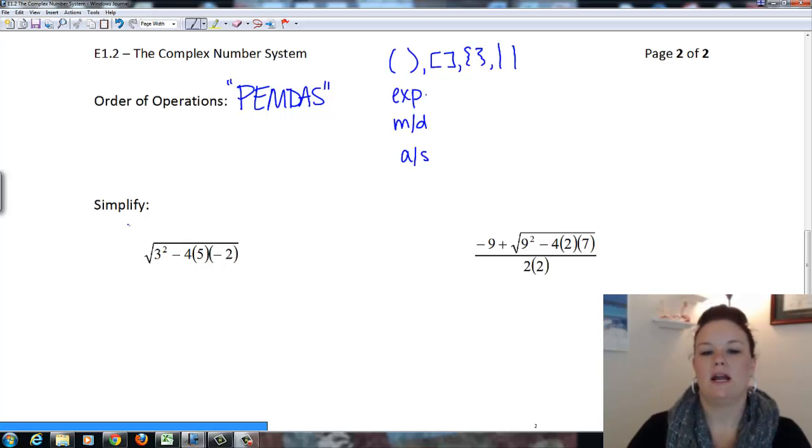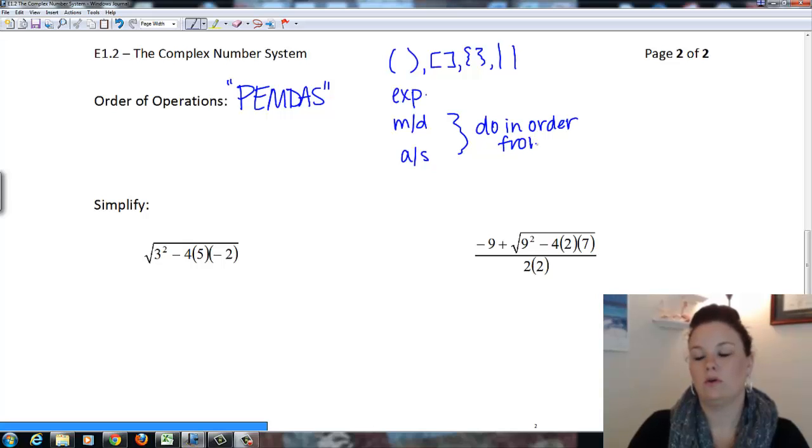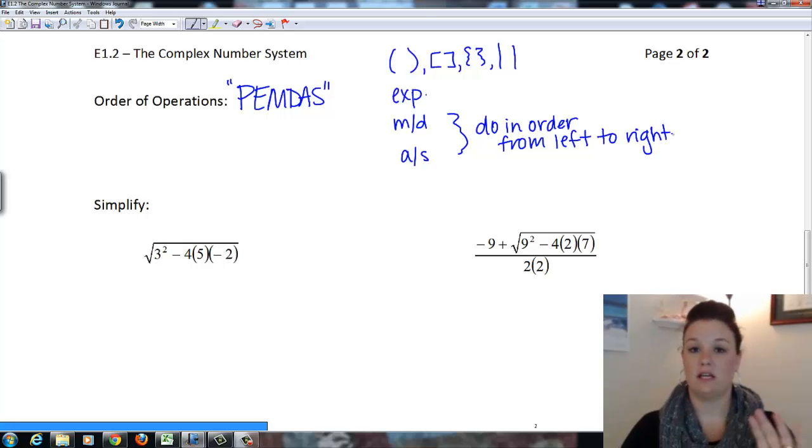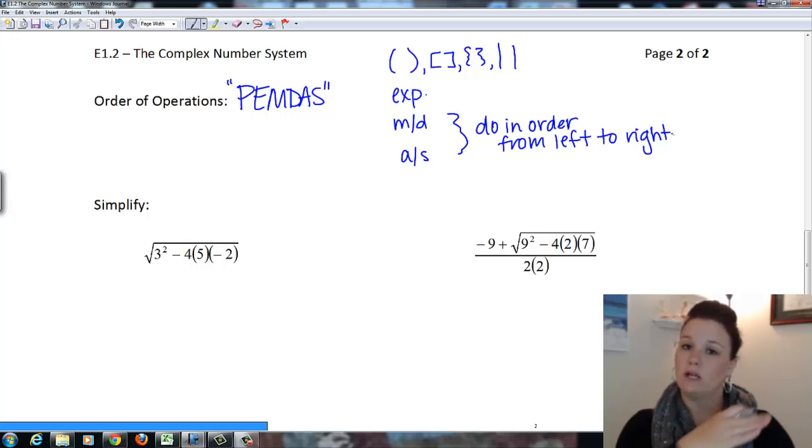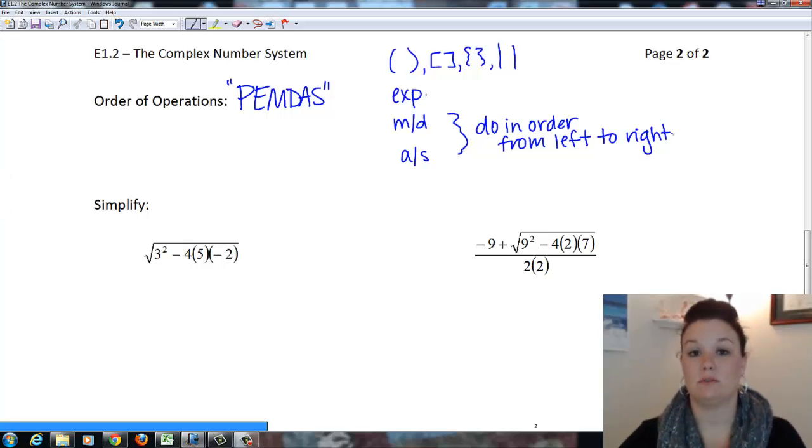Okay. All right. And multiplication and division and addition and subtraction we do in order from left to right. Okay, so if there's addition and subtraction left, we work it left to right. Same thing with multiplication and division. So let's go ahead and look at a couple.